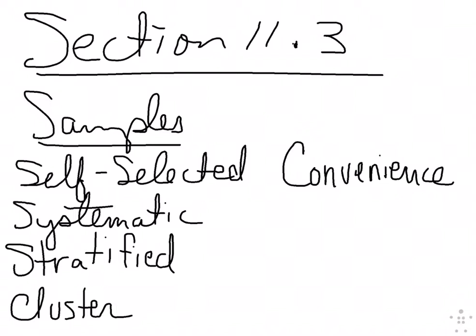Would not be convenience. And it's not a cluster because you didn't organize them into groups first. That's self-selected because they are the ones who returned it. They voluntarily returned the survey to you.